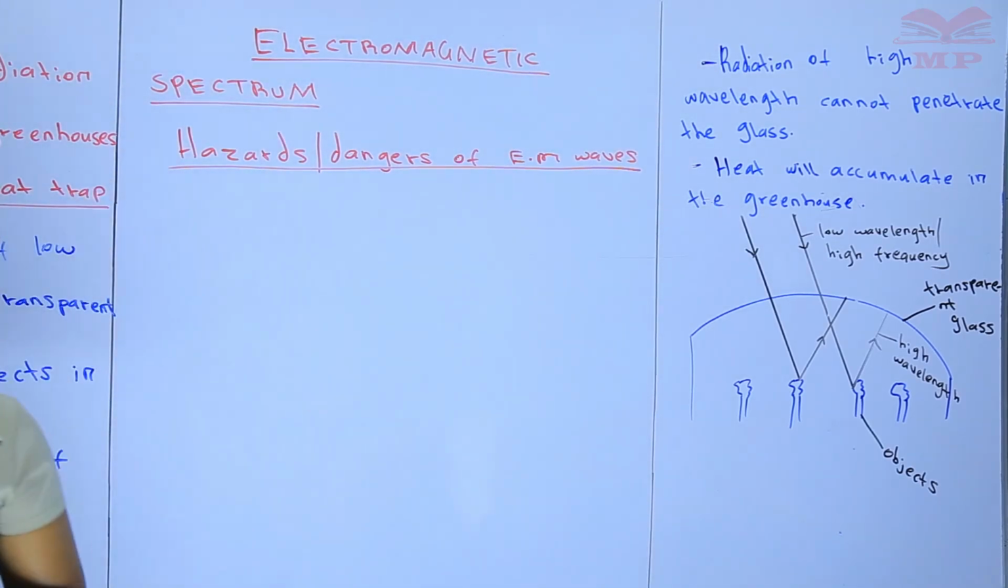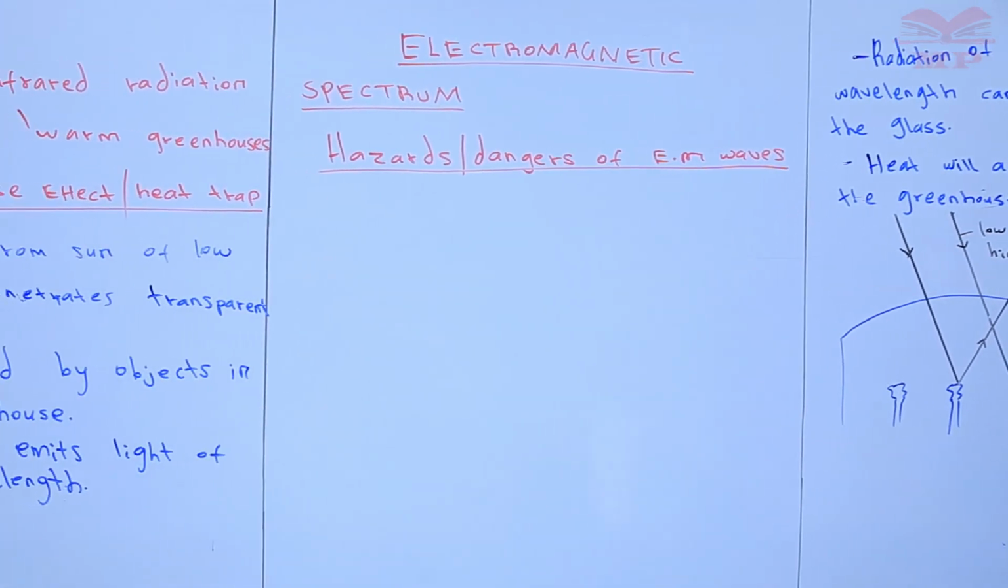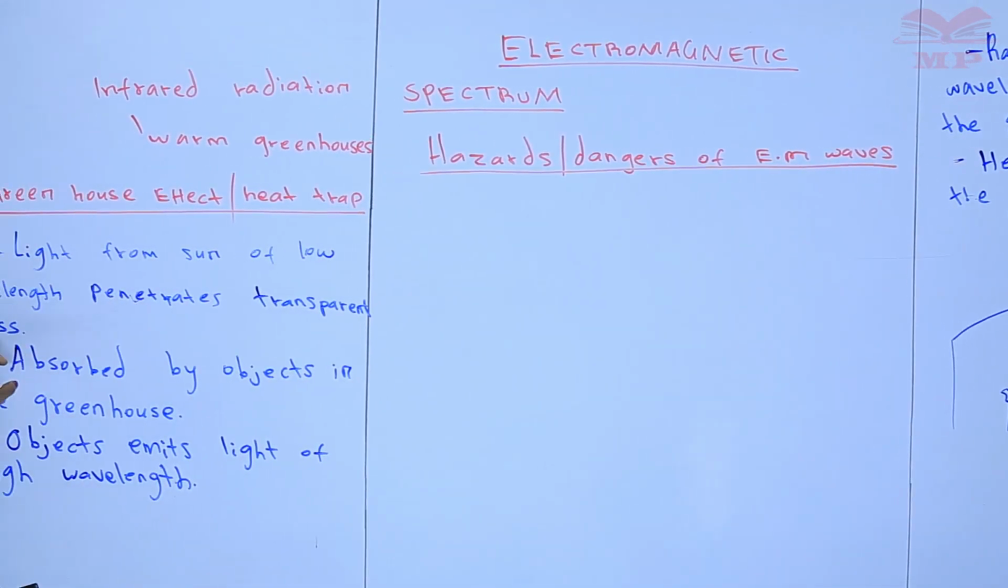And we have seen that it is one of the uses of one of the EM waves, which we call the infrared radiation. So this radiation that we are talking about is the infrared radiation, because we say that one of the major sources of the infrared radiation is the sun.